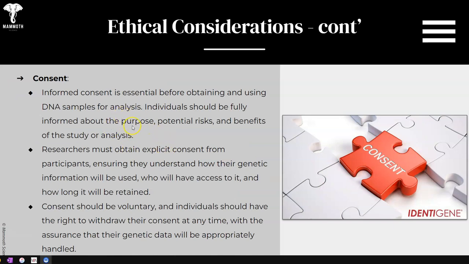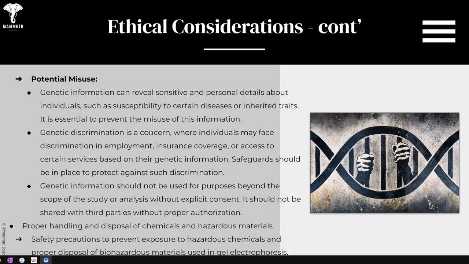Obviously, informed consent is essential before obtaining and using DNA samples for analysis, unless it's a crime scene, unless you are a suspect in a crime. Then usually there's not a consent. They're usually made by court order. Consent should be voluntary, and individuals should have the right to withdraw their consent at any time.